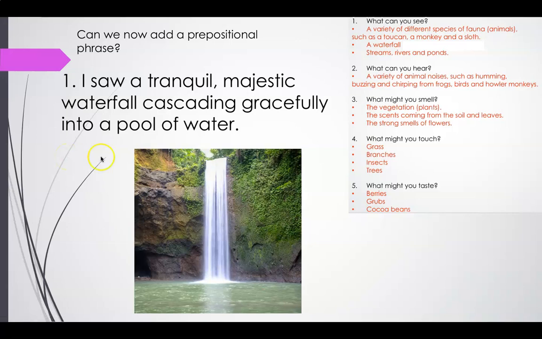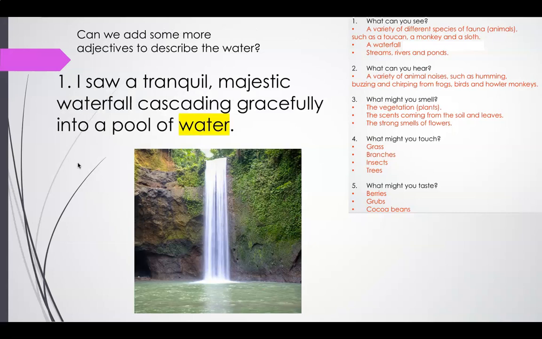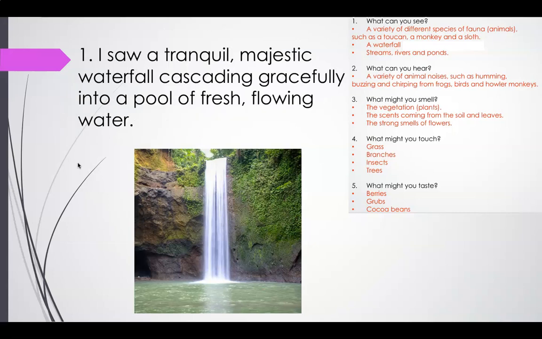Now, we have got another noun here, my water. So we can start to think of how we can add another expanded noun phrase to describe how the water looks. What does the water look like to you? It does look wet, but that's not the word that we could use if we want to think of ambitious vocabulary. If we want to think of ambitious vocabulary, we could think of describing it as fresh, flowing water.